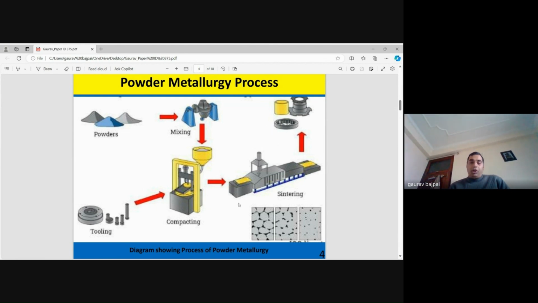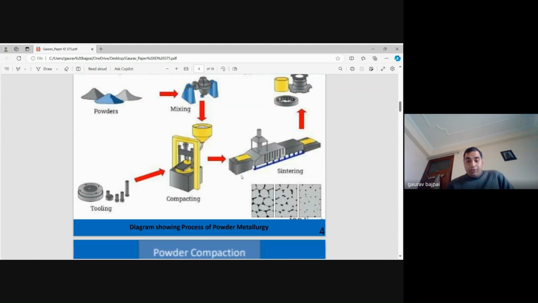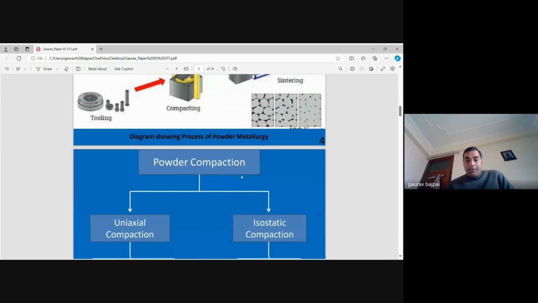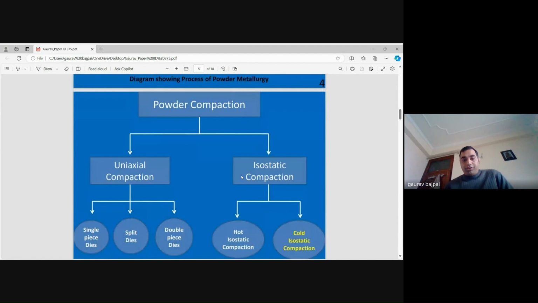elements. Now the main focus is only on compacting, because compacting plays one of the most crucial roles in powder metallurgy. That is why in this talk I will take the cold isostatic compaction chamber. First of all, I want to represent powder compaction. There are two types of compaction: uniaxial compaction and isostatic compaction. In uniaxial compaction, there are three methods: single piece dies, split dies, and double.